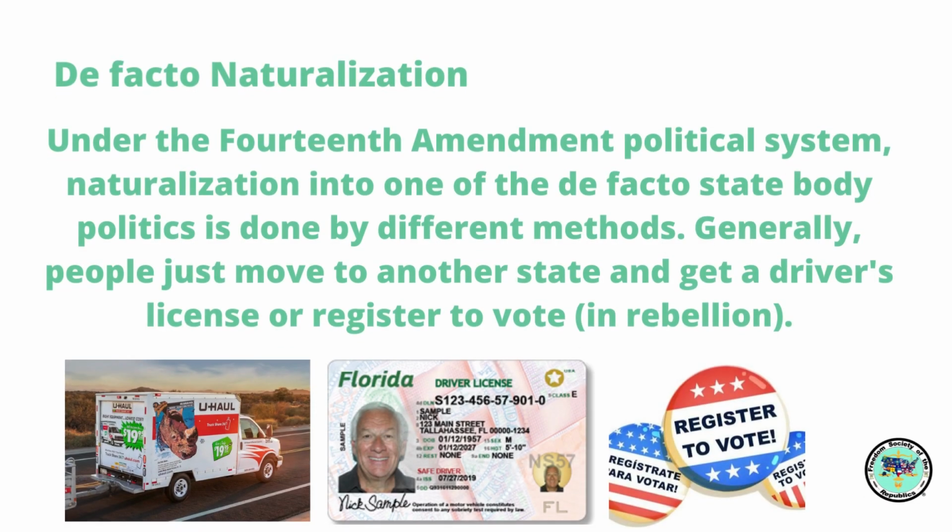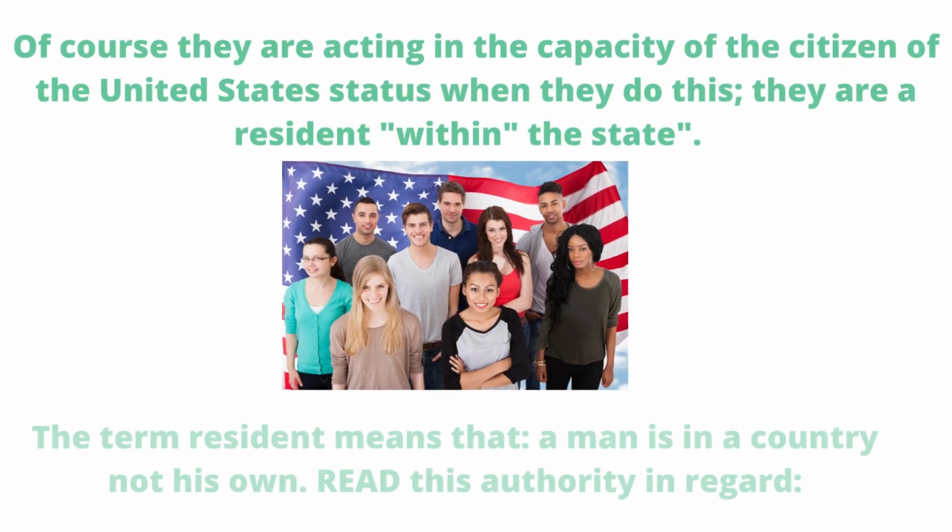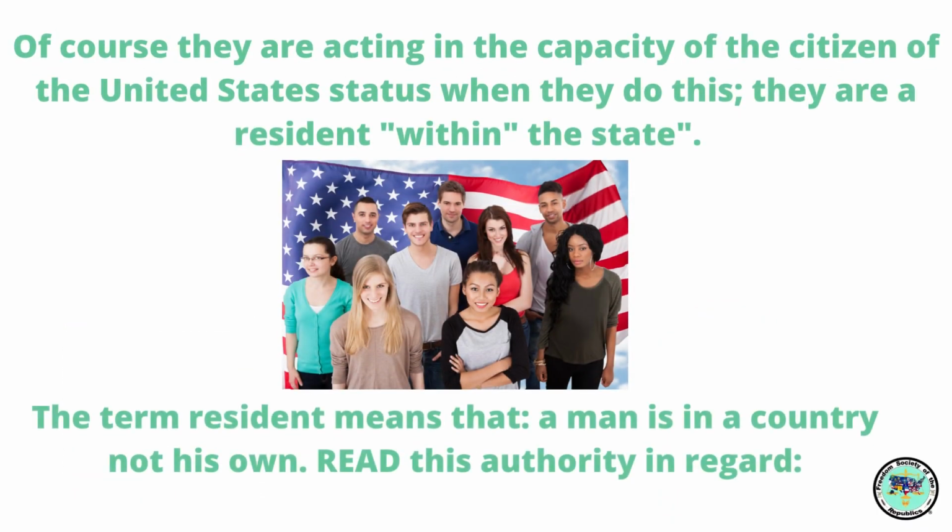Now, de facto naturalization. Under the 14th Amendment political system, naturalization into one of the de facto state body politics is done by different methods. Generally, people just move to another state, get a driver license, or register to vote in rebellion. Of course, they are acting in the capacity of a citizen of the United States status. When they do this, they are a resident within the state.